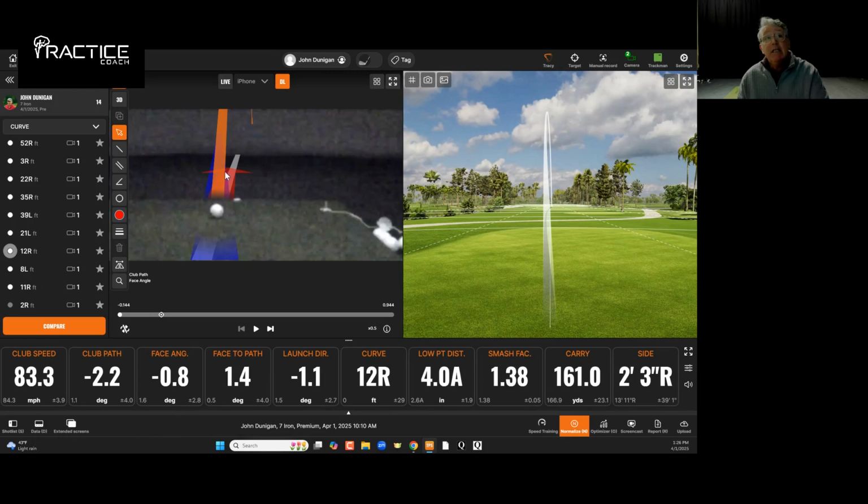The key is the face is once again in between the target line and the path. And a good fade's got to start out left, so we've got to have a little left face. I hope that makes it very clear to you. Again, very small difference face to path, and we finished 2 feet right with a 12-foot curve. I'll take it all day.